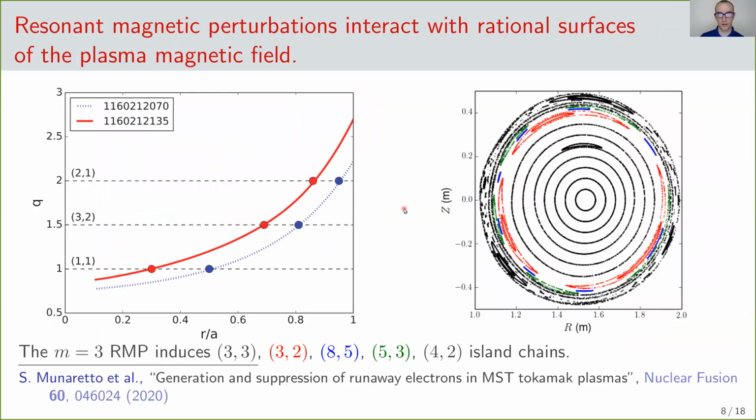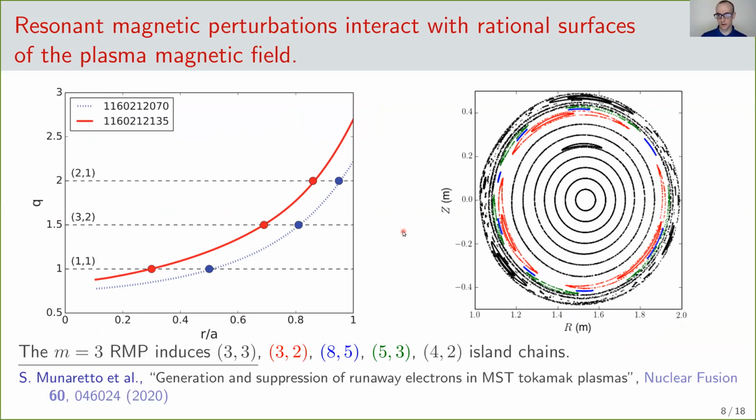So resonant magnetic perturbations are externally applied magnetic fields that can interact with rational surfaces in the plasma. So what are rational surfaces?